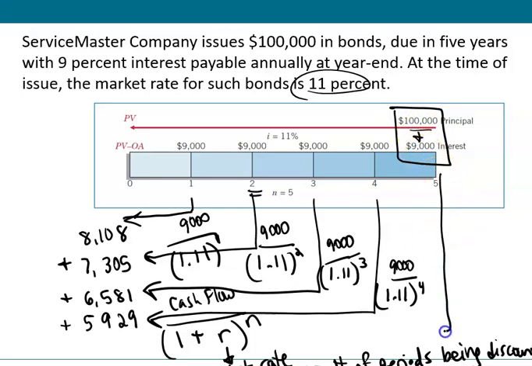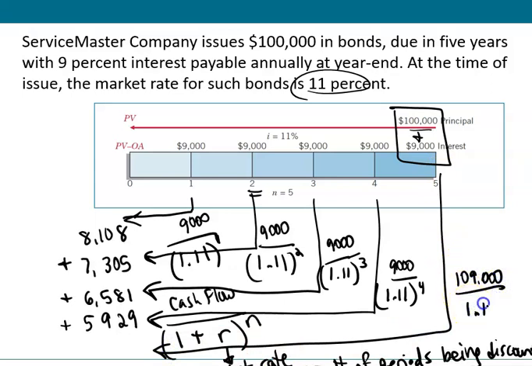So for that last cash flow, we're discounting 109,000, divided by 1 plus the interest rate of 11%, remember we use the market rate, to the power of 5. We're discounting back 5 years. And the present value of that today is 64,686, or in other words, if I invested 64,686 today at an annual interest rate of 11%, that would turn into $109,000 5 years from now.